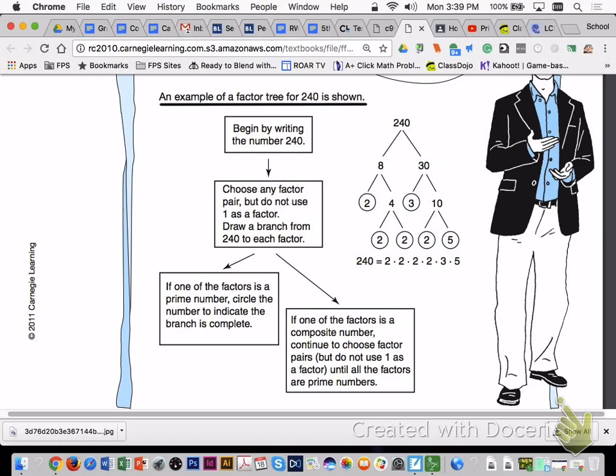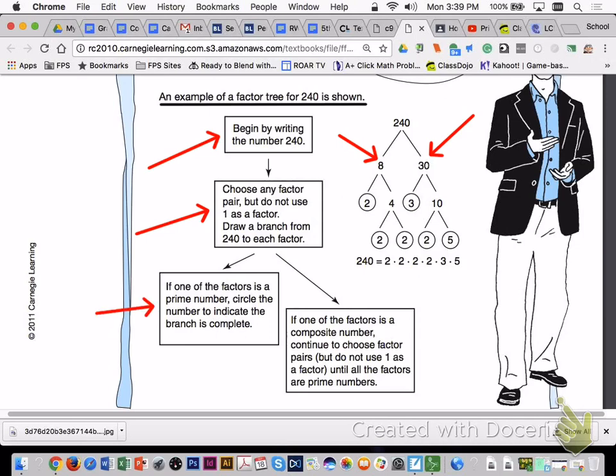An example of a factor tree for 240 is shown. Let's take a look at the steps. First, we're going to begin by writing the number 240. Then we are going to choose any factor pair, but we are not going to use 1 as a factor. We are going to draw a branch from 240 to each factor as indicated here.